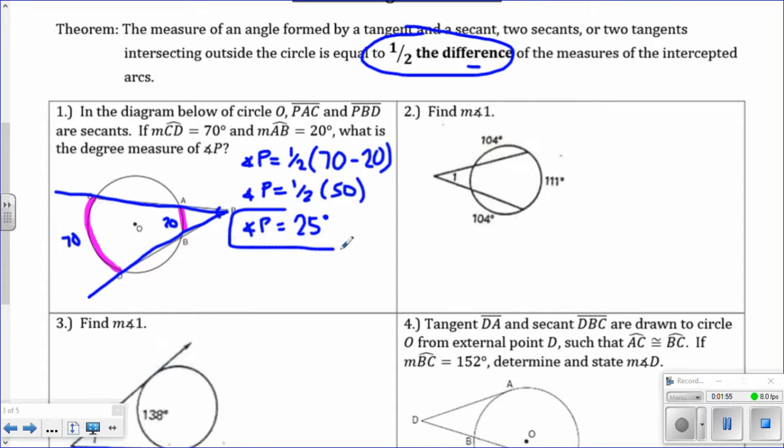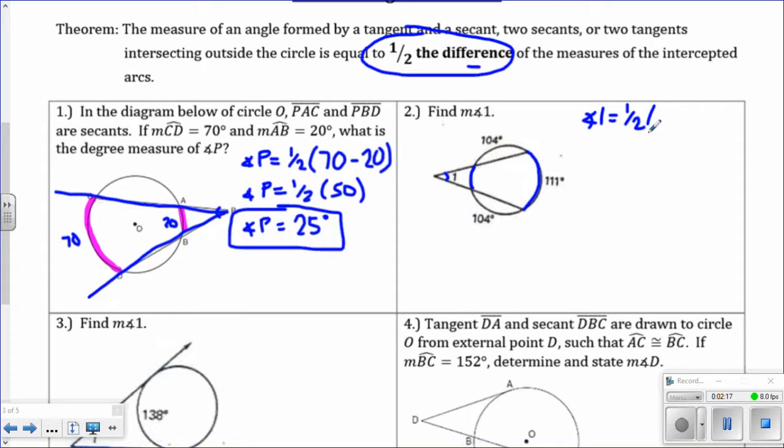Okay, number 2. Same thing. We can tell that angle 1 is outside of the circle. Okay, so it's an exterior angle. It's half the difference of the intercepted arcs. If you extend out your secants there, the arcs that you are going to subtract have to be inside of those secants. So it's these 2 that I've just traced in blue.